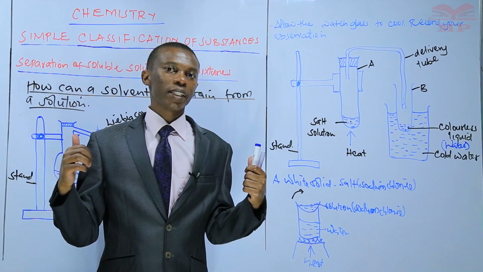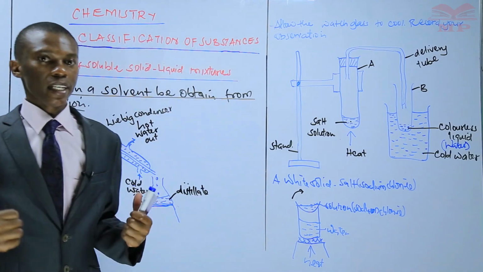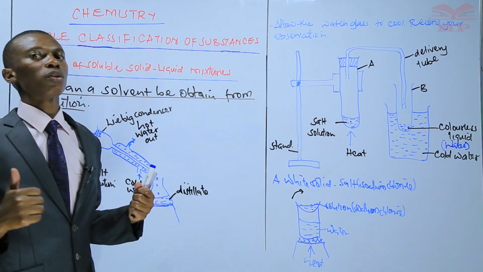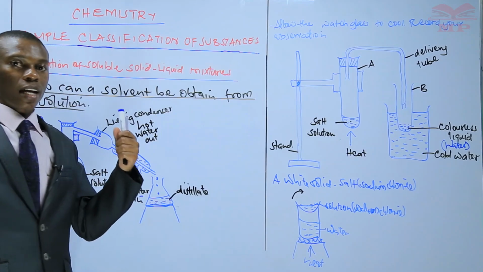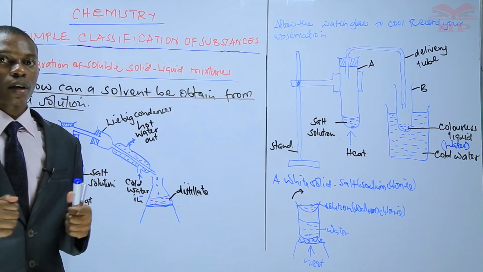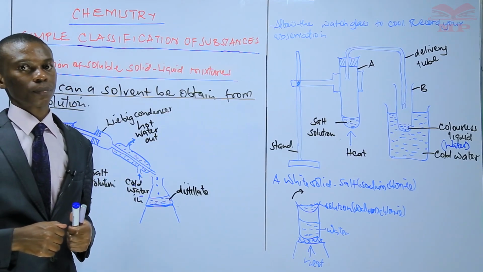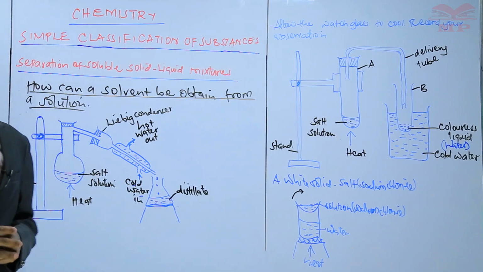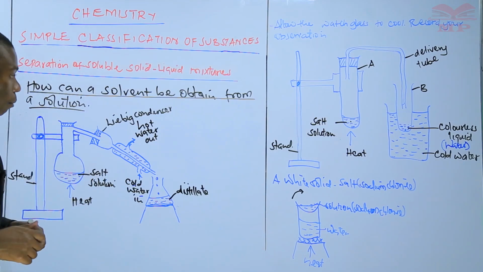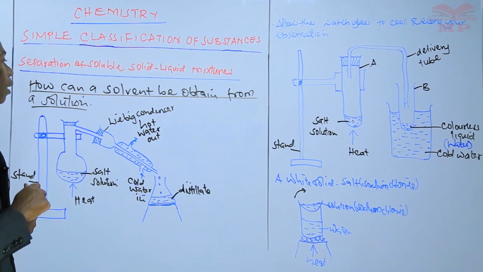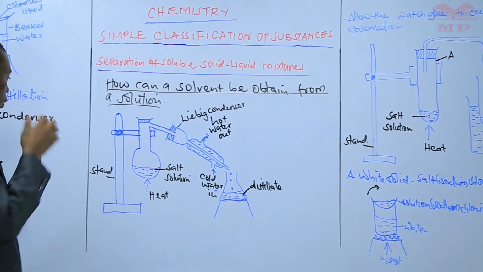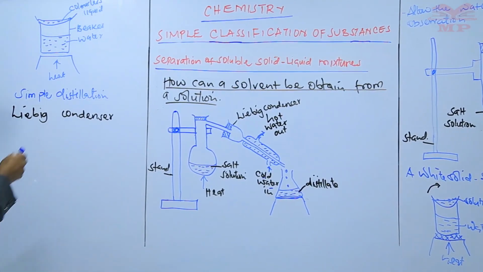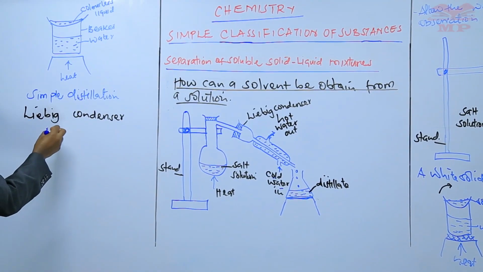Therefore, the method is simple distillation. And that is a method you can use to obtain a solvent from a solution. Therefore, that brings us to the end of our lesson today. But before that, I will leave you with this question, which is the assignment today.